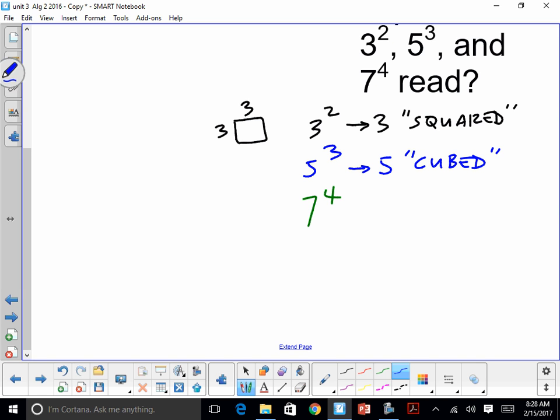Sweet. It is true. If you find the volume of a cube whose side happens to be 5, you do the length, the width, and the height. In other words, there are 3 5s that you're going to multiply times each other. That's why they say 5 cubed.